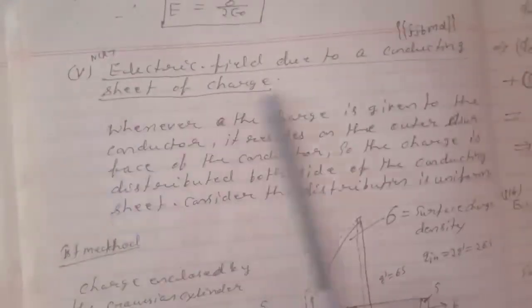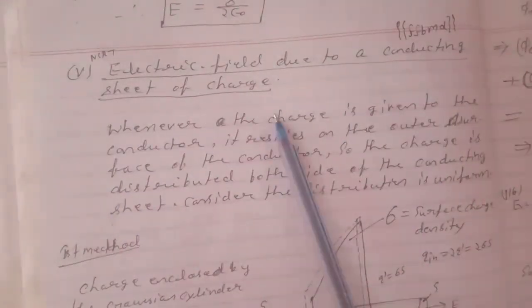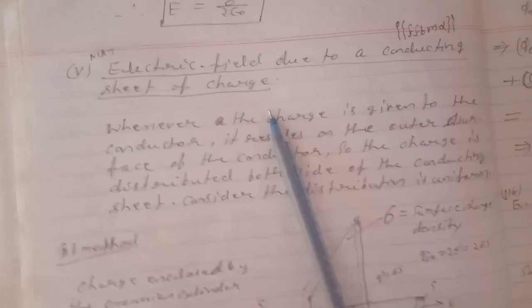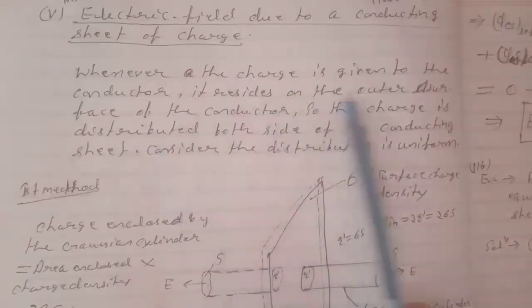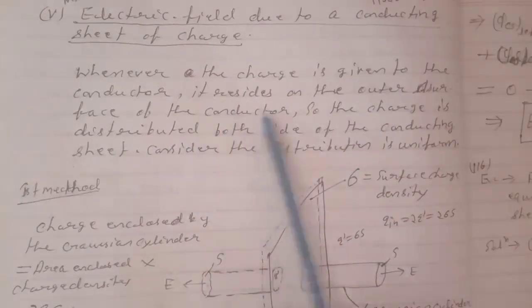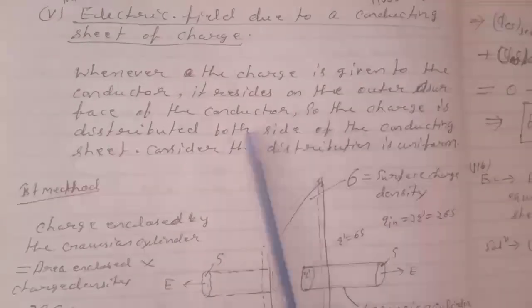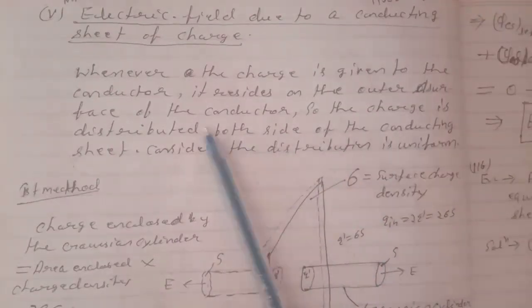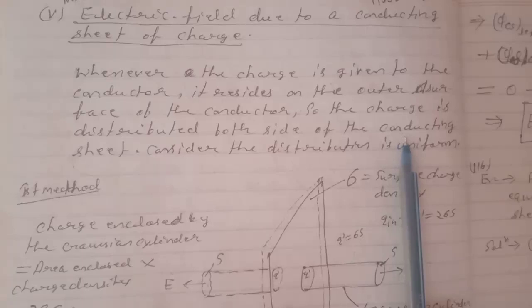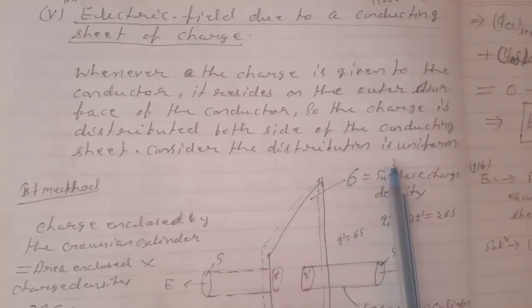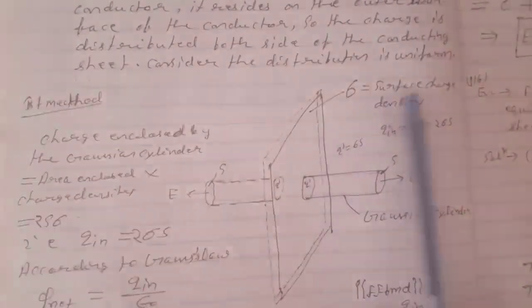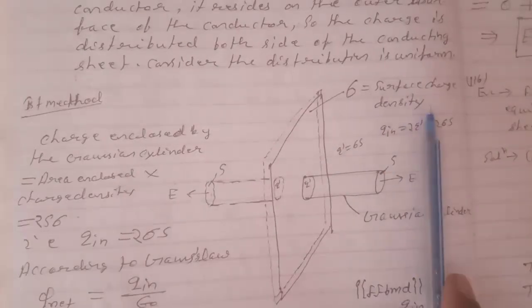Next, 5. Electric field due to a conducting sheet of charge. Whenever charge is given to a conductor, it resides on the outer surface of the conductor. So the charge is distributed on both sides of the conductor sheet. Consider the distribution is uniform. Now the surface charge density sigma is given.